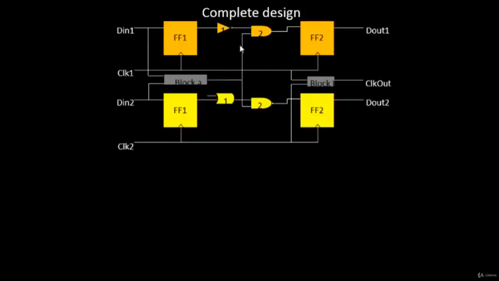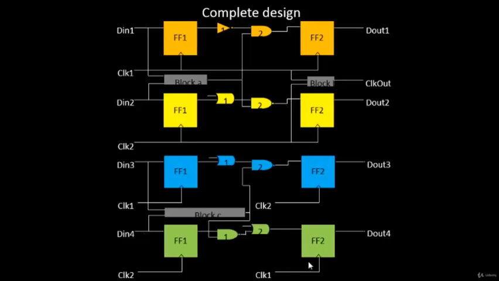We have taken this particular design. So it looks something like this. This is the first section of the design, this is the second section of the design, and this becomes your complete design. So let's make the proper connectivity for this particular design.